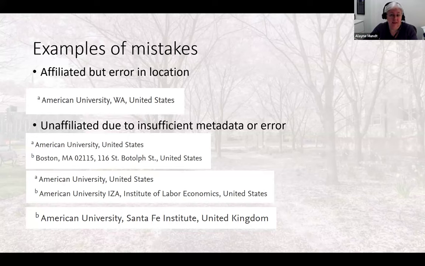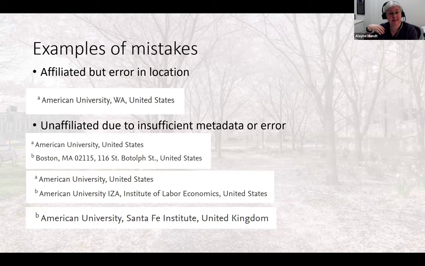And we were able to get a list from them of potential publications from AU. They had incomplete metadata or bad metadata or something that was excluding them from being included in our faculty affiliation. So in going through this, we've found all sorts of very interesting mistakes.